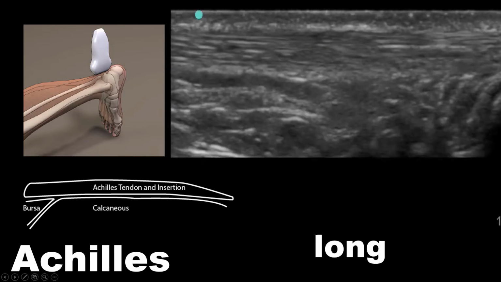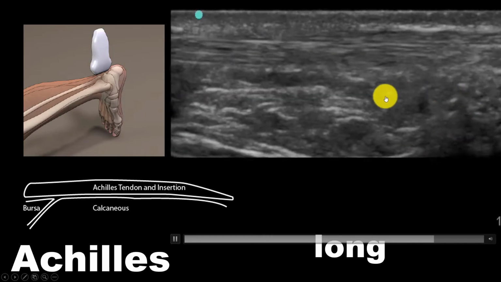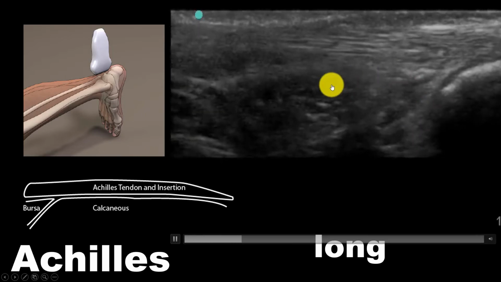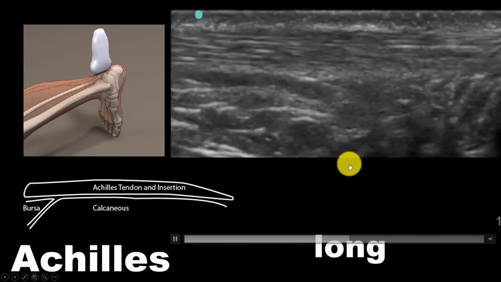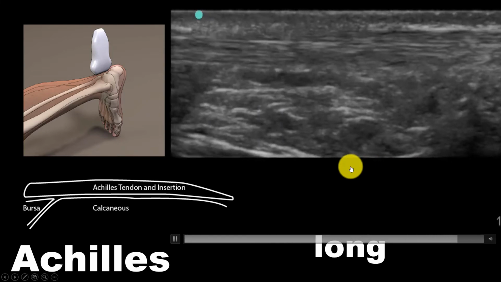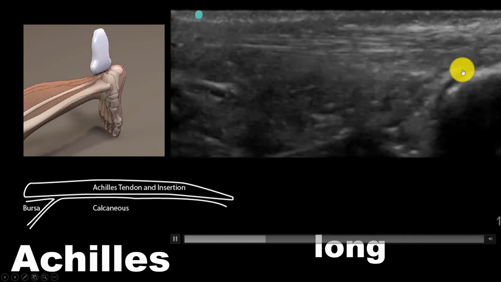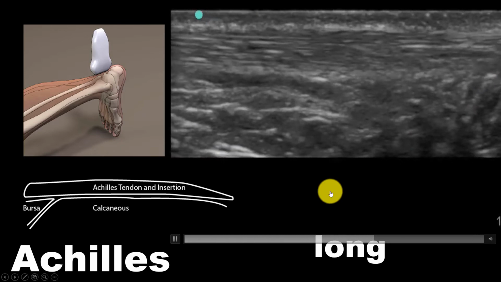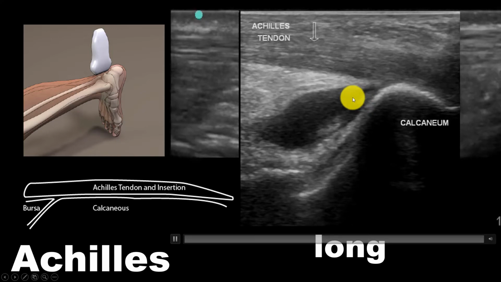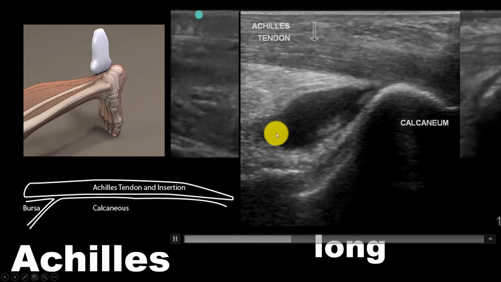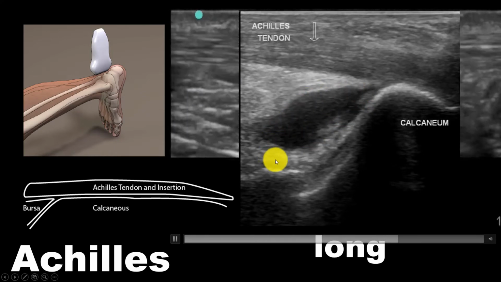As an aside, there's a fat pad that sits just beneath the Achilles. That's actually called the Kager fat pad. And there's also a very small bursa that sits just beneath the Achilles in the calcaneus, which sits right here. And that's the retrocalcaneal bursa. So if you see something like this, this is actually what we call a retrocalcaneal bursitis.